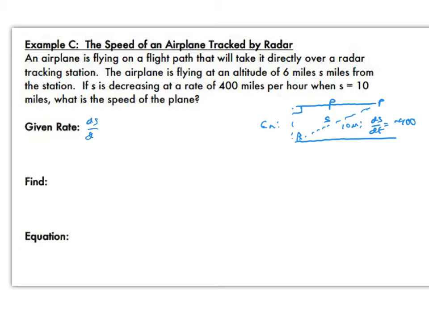Okay, so our dS over dt is negative 400. What we need to find actually is the speed of the plane. Well, what would the speed of the plane be? It would be dP over dt. So that's what we need to find here. So dP over dt.